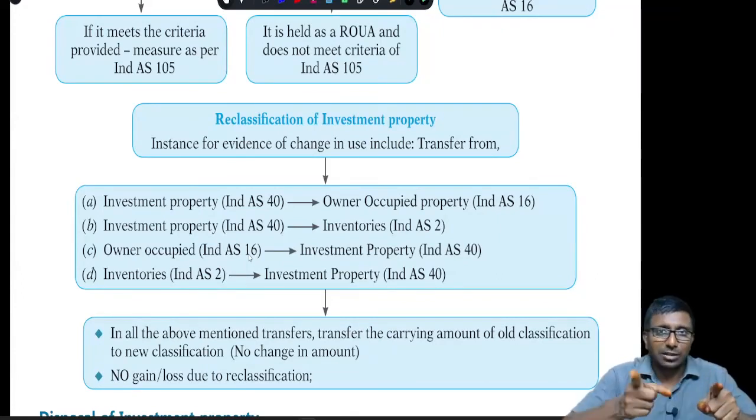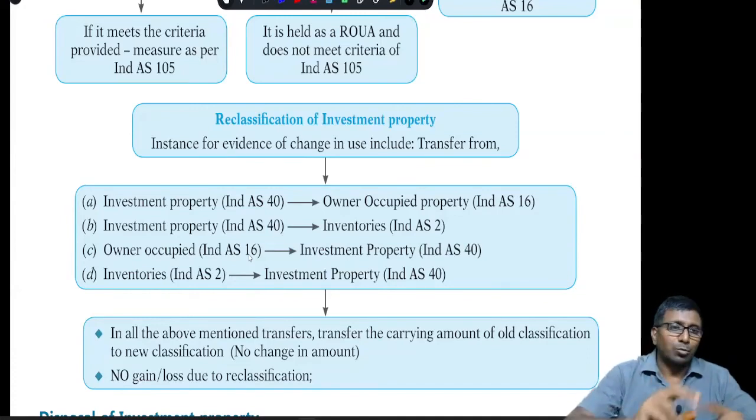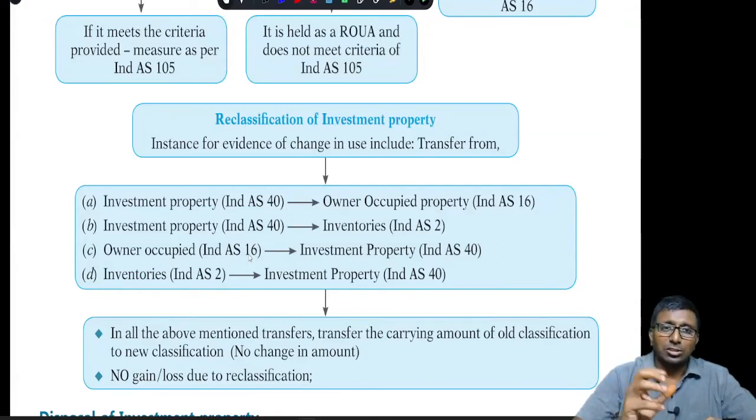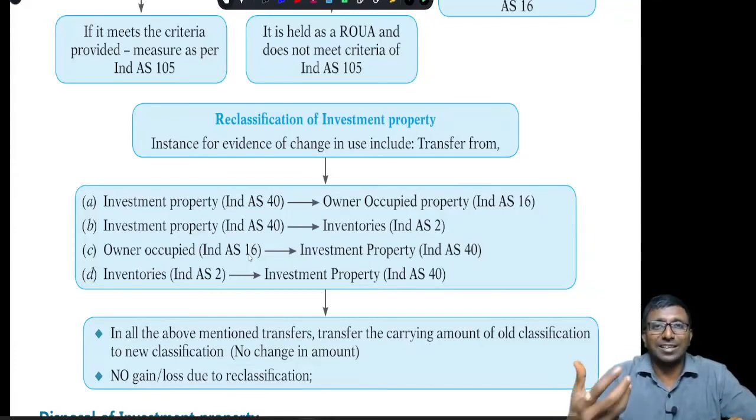Investment property can be turned into PPE, investment property can be turned into inventory, and the opposite way, a PPE can be turned into investment property, or inventory can be turned into investment property. Under all these circumstances there should be evidence. You should prove that it is really happening. Say I was using this, it was PPE, now I have vacated and I'm looking for a tenant, then I can say this is investment property.